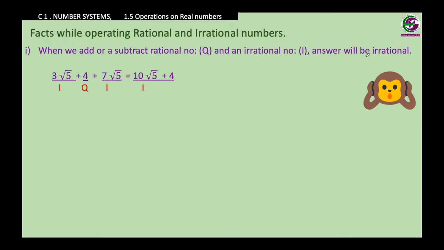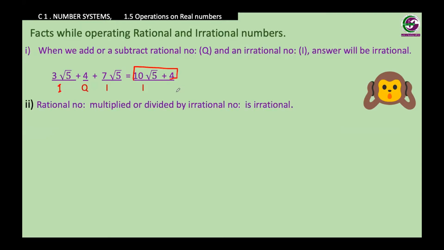Look at this. Here, 3 root 5 is an irrational number. This is letter I. It is an irrational number. 4 is a rational number. Again, 7 root 5 is an irrational number. So when you add rationals and irrationals together, your final answer will be an irrational number. Is that clear? Okay, now let's look into the second fact.